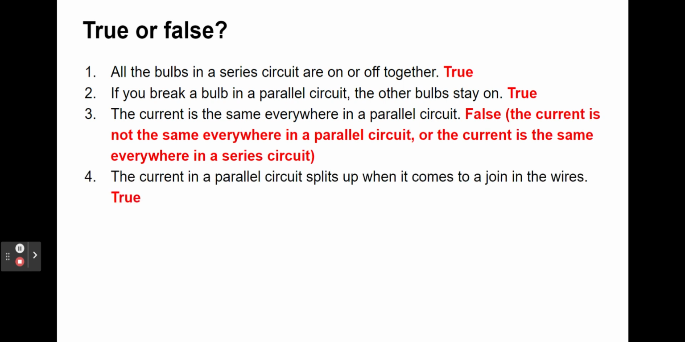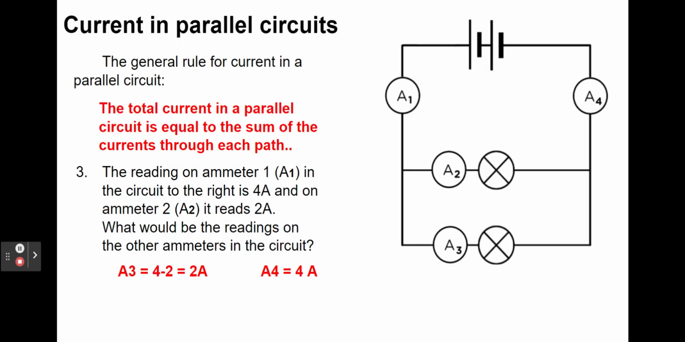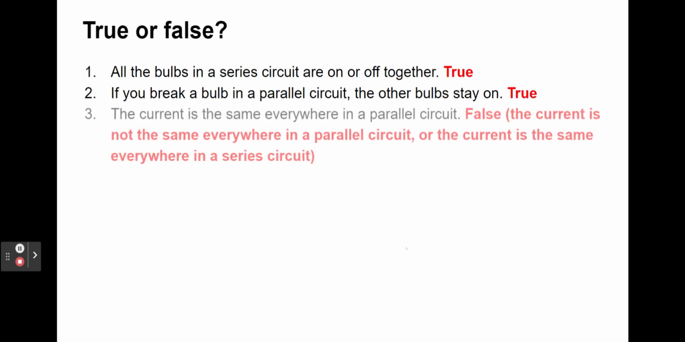Let's just look at these for the time being. So all the bulbs in a series circuit are on or off together. Well, that's true. If in a series circuit one bulb goes off, the electricity can't get past the broken bulb. If you break a bulb in a parallel circuit, the other bulbs stay on. Well, that's true because in a parallel circuit, just go back a second, if this bulb breaks, the electricity still can travel down to this branch, so this bulb will stay on.